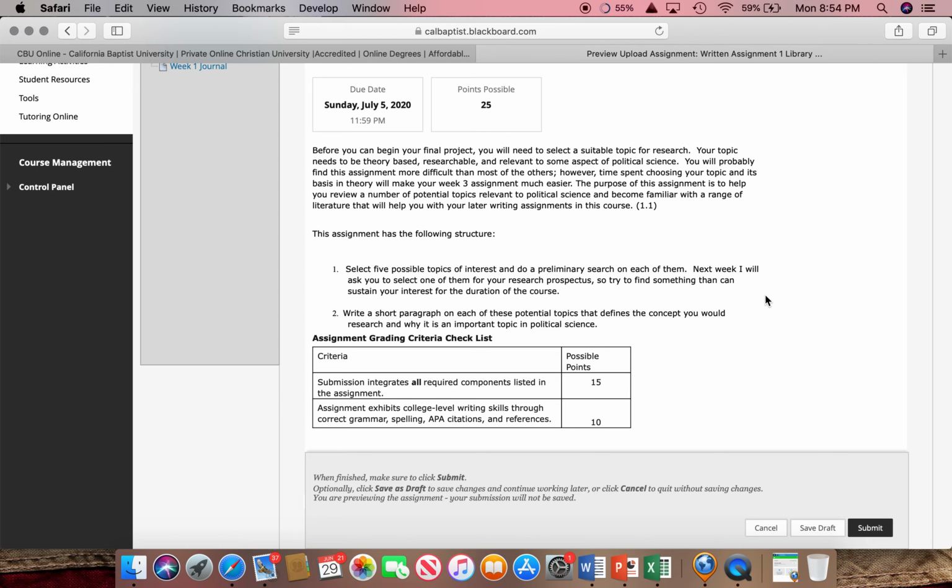So the grading criteria: the submission integrates all required components. There's 15 points. And it is written at a college level, exhibiting writing skills through correct grammar, spelling, APA citations, and references. There's 10 additional points.